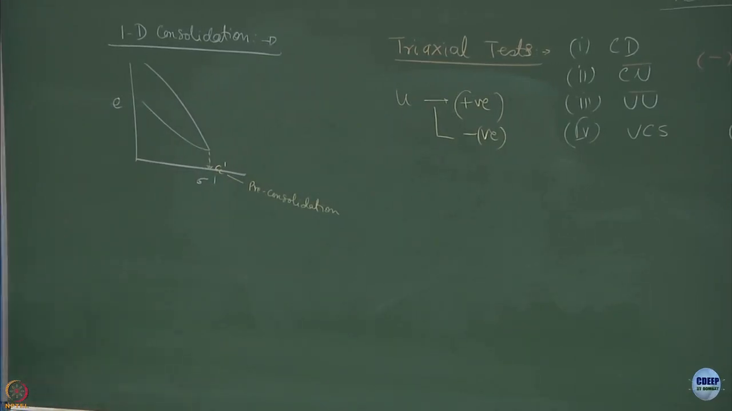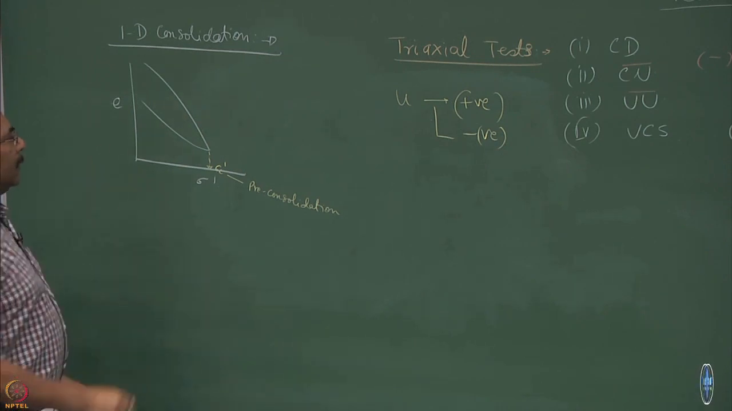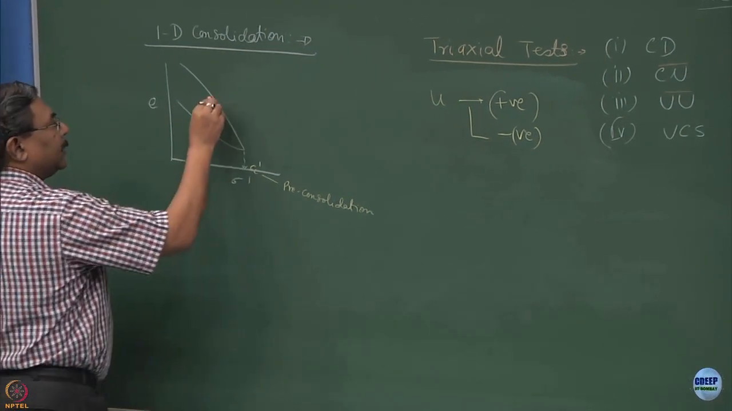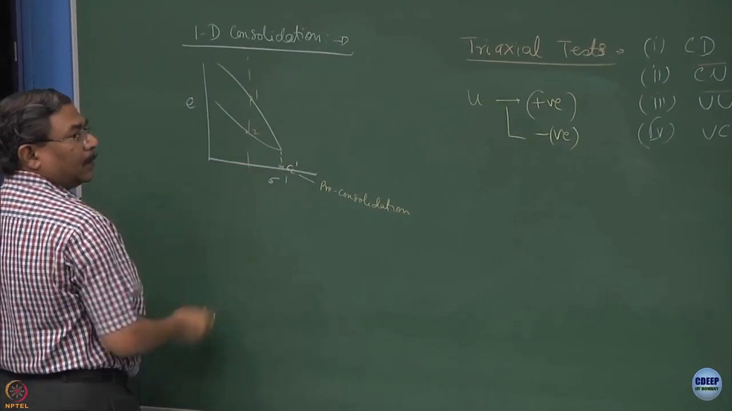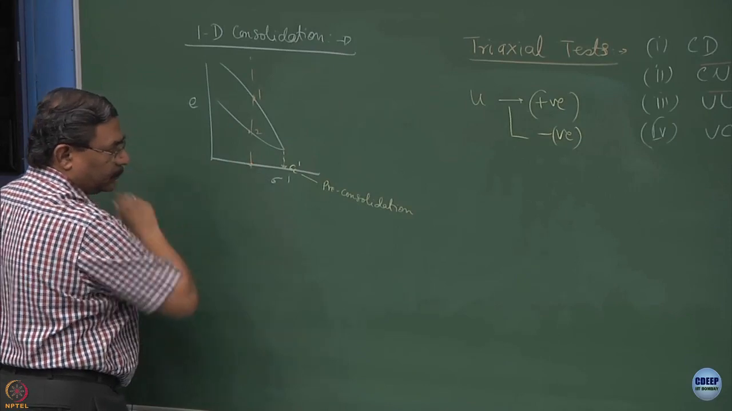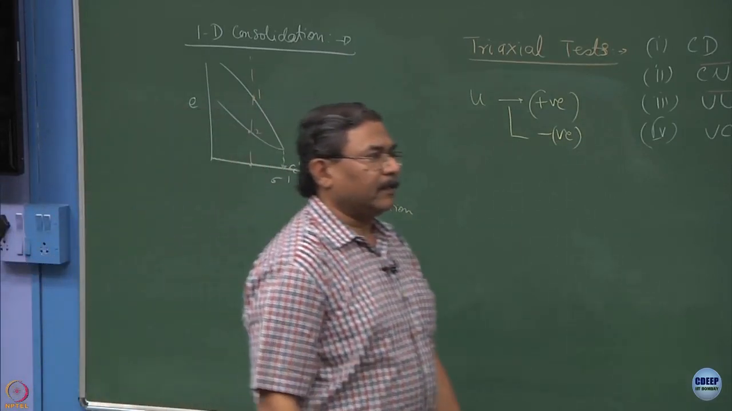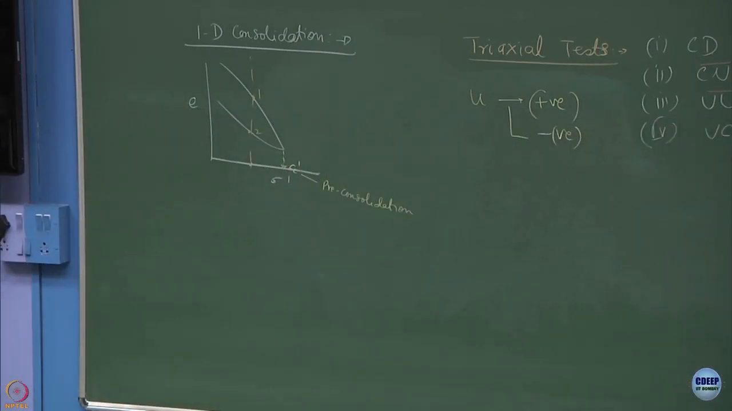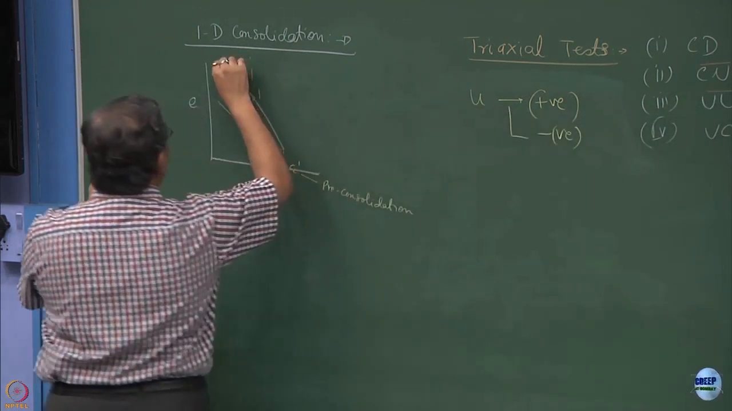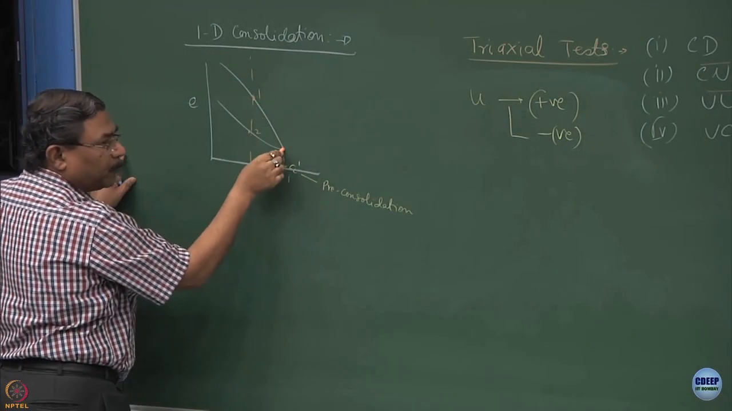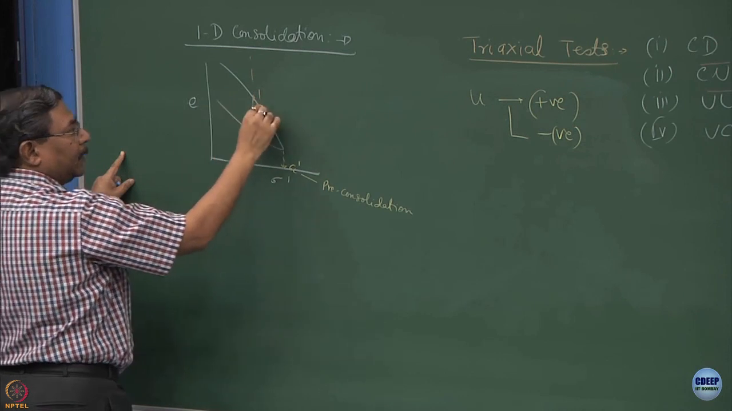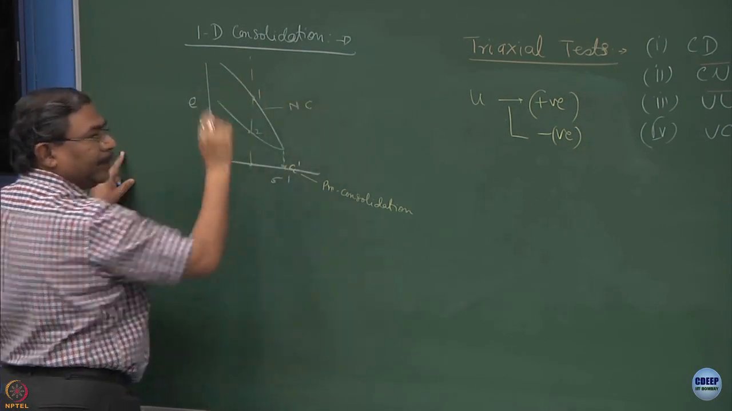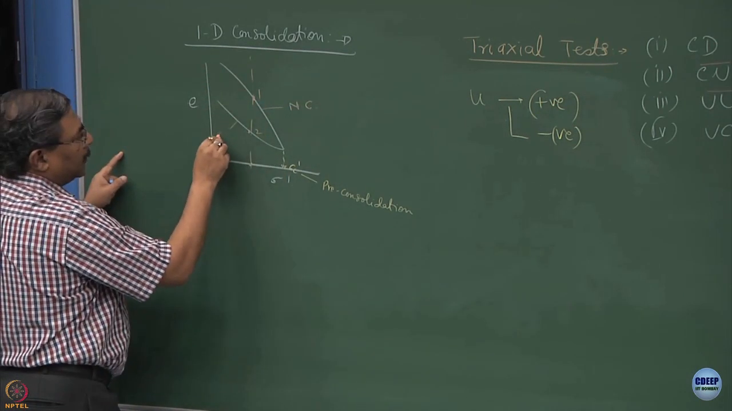Now, if you look at this curve carefully, you will realize that on this curve, if I consider two points 1 and 2, the stress is same. But what is changing? The mechanism. Is this part okay? The stress is same, but what has changed? We started loading from here, we brought it up to this point, and then we started unloading. And this thing we defined as NC behavior, normally consolidated, and this is over consolidated.